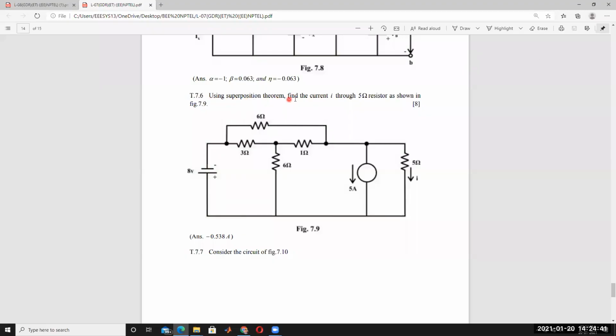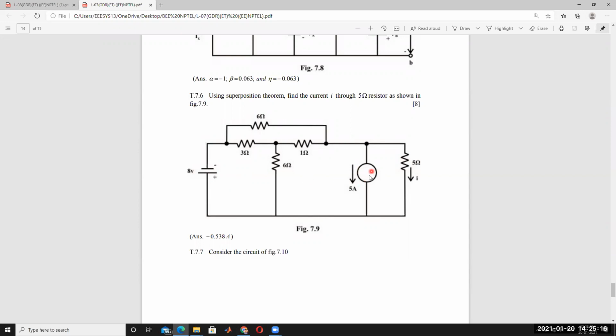Using the superposition theorem, find the current I through the 5 ohm resistor. So like this, across this, by using the superposition theorem. By using the normal method also it is possible to solve for the current, but here we have to solve the problem based on the superposition theorem. So how to solve the problem? First, activate this source and deactivate the remaining sources.